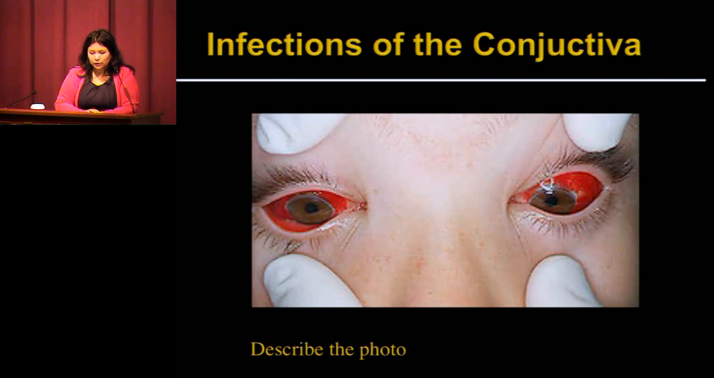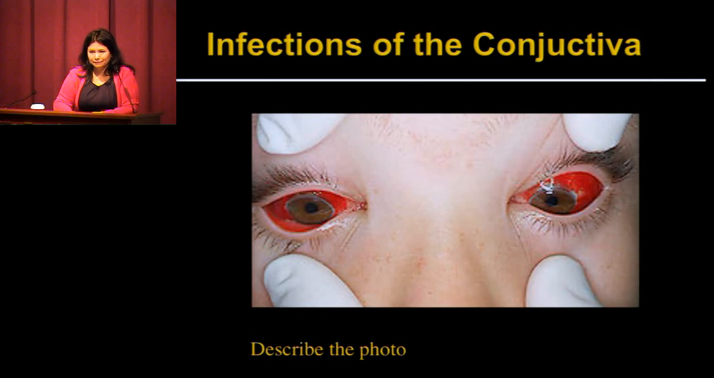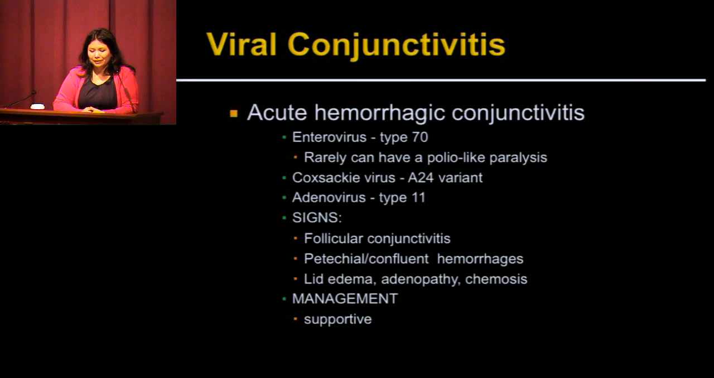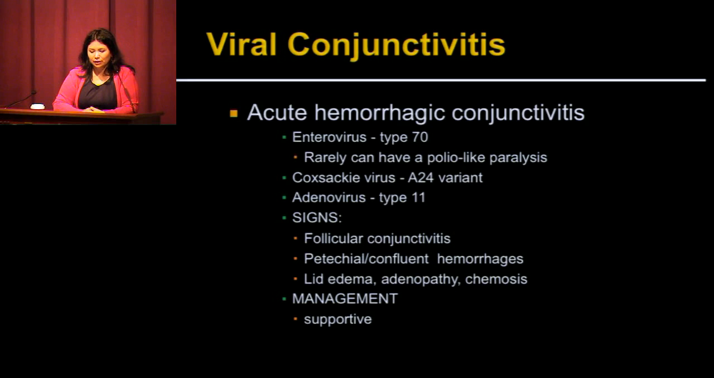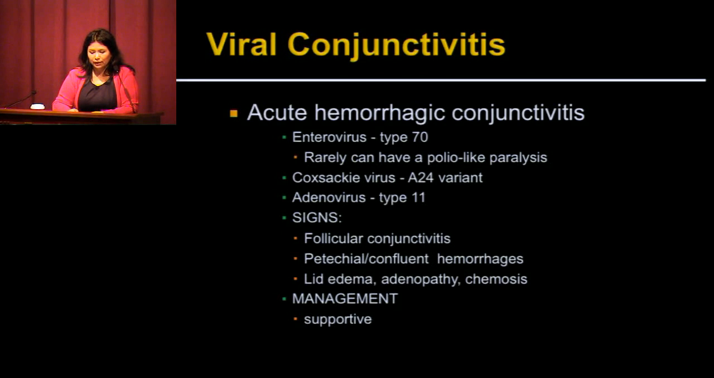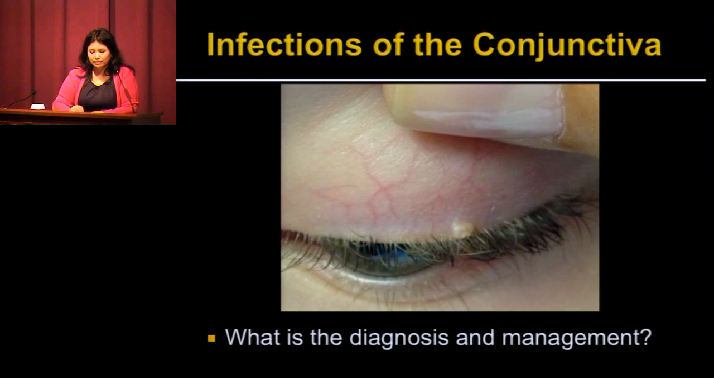Okay, so what do you see here, guys? Bilateral hemorrhagic. And what causes this? Well, it could be adeno and one more. There's like, oh, there's 3. Enterovirus, Coxsackie, and adeno. So several viruses can cause an acute hemorrhagic conjunctivitis. A lot of times they just come in, it's bilateral, just started. They're not in a lot of discomfort, and they haven't been in any trauma, obviously. And so that's your diagnosis. And the management is just supportive. Again, their vision is rarely affected.